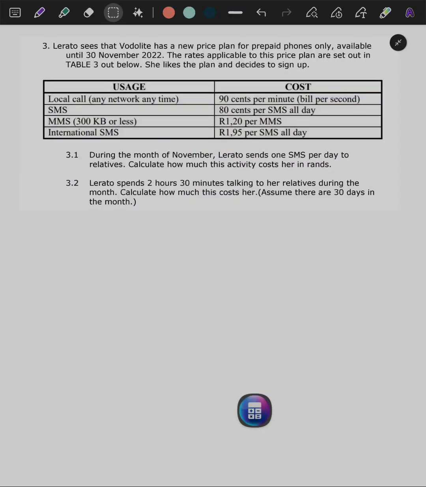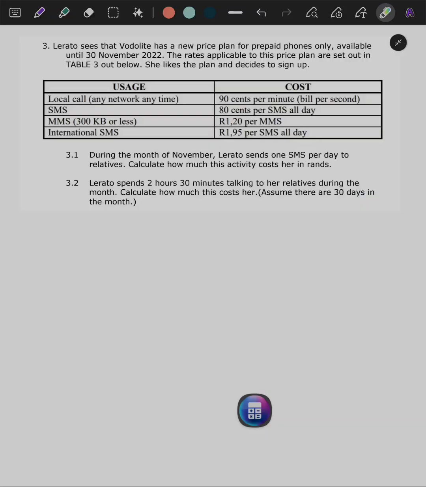Now we have Lerato spending 2 hours and 30 minutes talking to her relatives during the month. Calculate the costs and assume there are 30 days in a month. So they've actually told us here what we needed to know for the previous question, which was all about how many days in November.